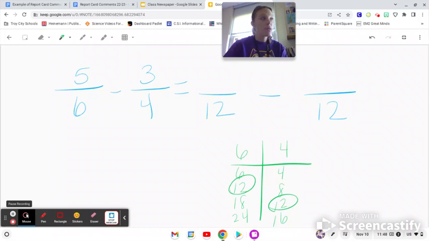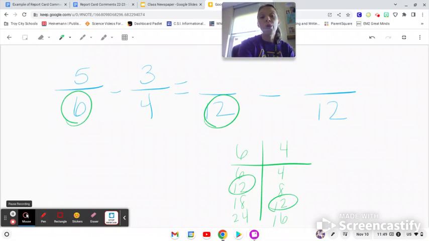The least common multiple now becomes our common denominator. So I'm going to ask myself, okay, Mrs. Bowers, I got from 6 to 12 by partitioning into halves. So 6 times 2 is 12. What is 5 times 2? 10.